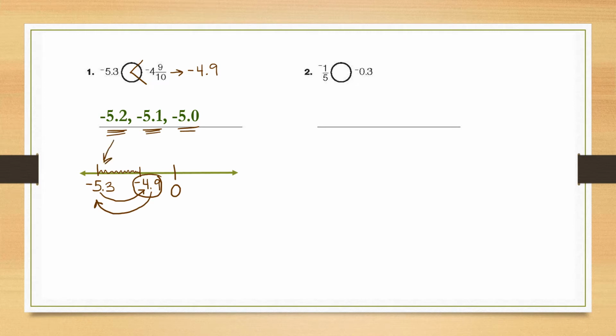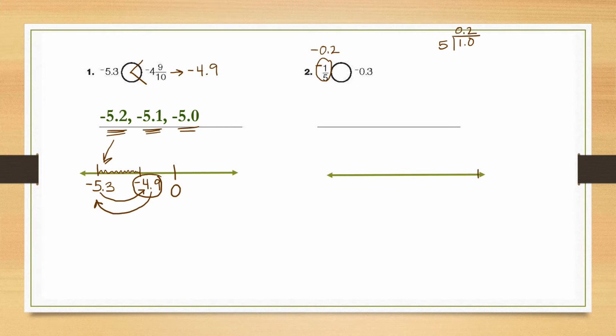Question number 2. -1/5 compares to -3/10. To change -1/5 to a decimal, I would do 1 divided by 5. This would give me 2/10. Remember, this is negative, so my answer would be -0.2.